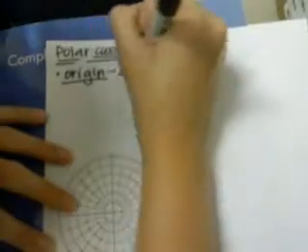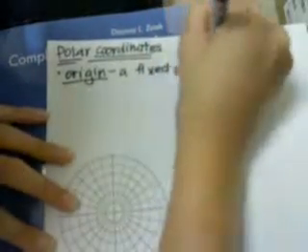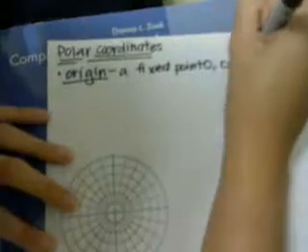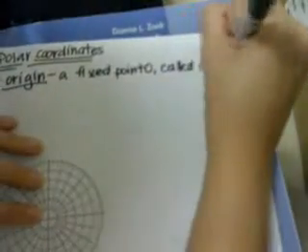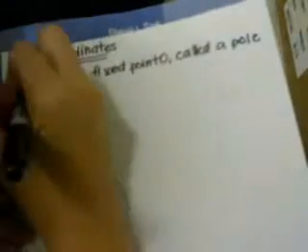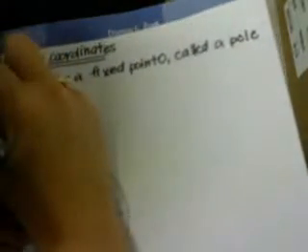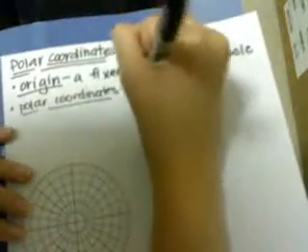Two definitions that you need are, the first one is that the origin is the center point. It's still in the middle here. It's a fixed point O. And it's called a pole, which is where it gets the name polar coordinate. The next word that you need is polar coordinates. And polar coordinates are r theta.